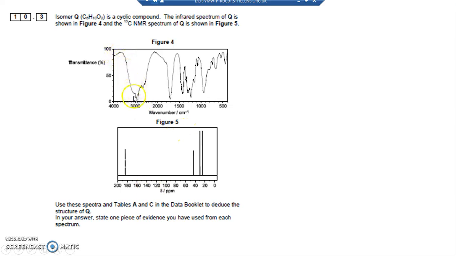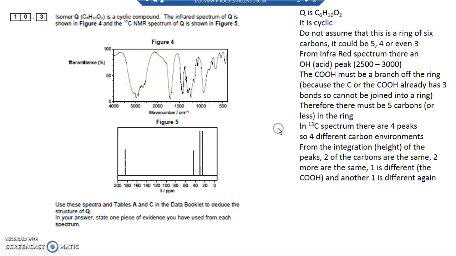So let's have a look here. I've got a very broad peak here. If it were 3,500 like this here, it would be an alcohol, but because it's slightly lower and between 2,500 and 3,000, that's a carboxylic acid. So I've got a carboxylic acid here, and I can check that from my data book.